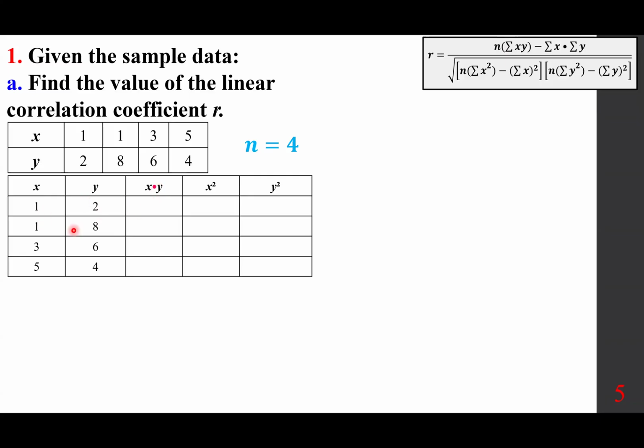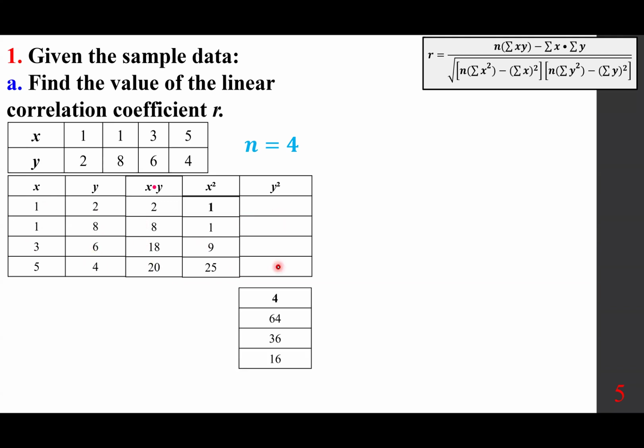1 times 2 is 2, 1 times 8 is 8, 3 times 6 is 18, 5 times 4 is 20. So that's this column. Then we need x squared. That means 1 squared is 1, 1 squared is 1, 3 squared is 9, 5 squared is 25. Then we need y squared. 2 squared is 4, 8 squared is 64, 6 squared is 36, 4 squared is 16.